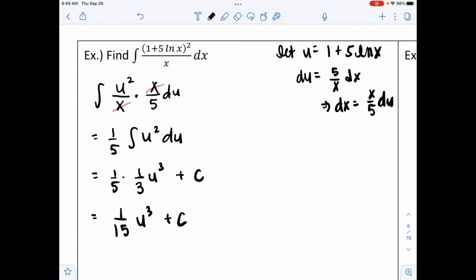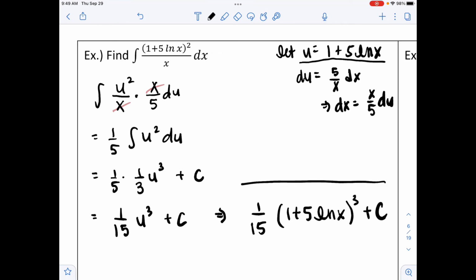But from here, you must not forget that you need to back sub in what u is, and we defined u up above. So we get 1/15 u, which is 1 plus 5 ln of x to the 3rd power, plus c. And again, for this, we can check by taking the derivative, so definitely something you want to try to do on your own. And also good to note for taking exams, a way to check your answers.